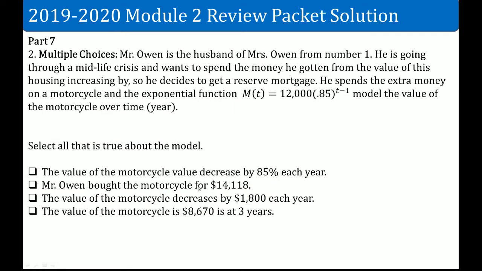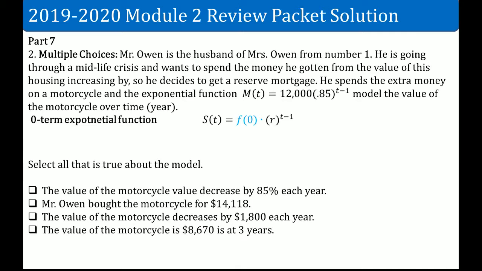Part 7, multiple choice. Mr. Owens is the husband of Mrs. Owens from number 1. He's going through a midlife crisis and wants to spend the money he got from the value of his house increasing, so he decides to get a reverse mortgage. The reverse mortgage allows you to get money basically for your house. So he spends the extra money on a motorcycle and the exponential function m of t equals 12,000 times 0.85 to the power of t minus 1 models the value of the motorcycle over time.